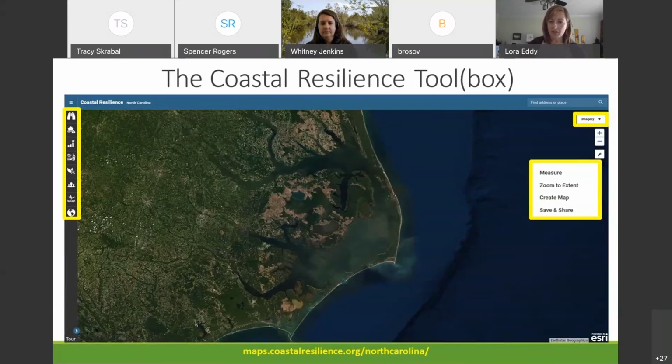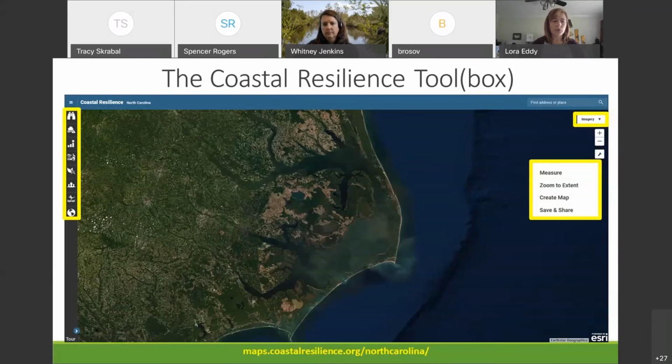The website is down here at the bottom, and this is part of the Nature Conservancy's Coastal Resilience web mapping tool or platform. It's a web-based tool, and it can be used in most browsers, such as Chrome, Firefox, and Safari. Not Internet Explorer. Internet Explorer is not well supported with this tool. If you visit the site, there is a tour button in the bottom left corner that can show you some of those features, but I'll quickly run through what it does.